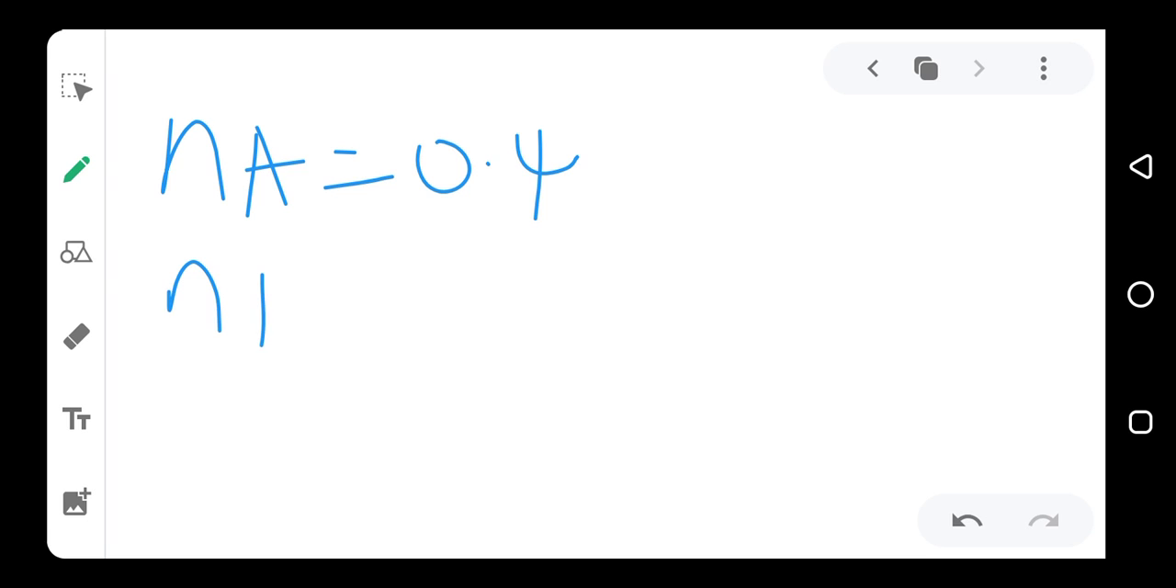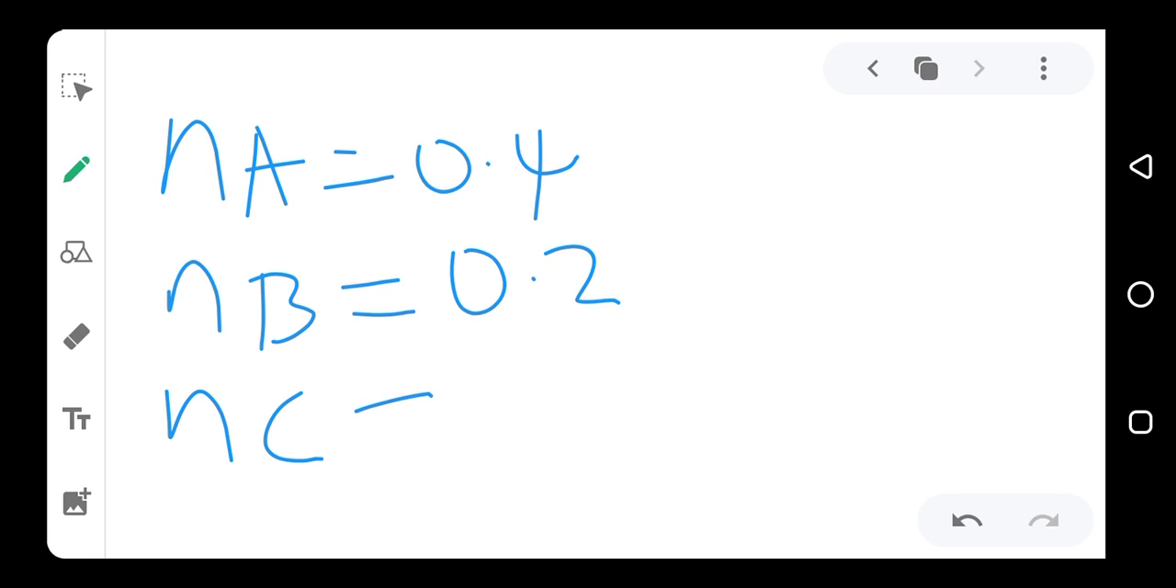It means that Na is equal to 0.4, Nb is equal to 0.2, and Nc, let's call the other gases B and C, is equal to 0.8. Now we know our total pressure, Pt.